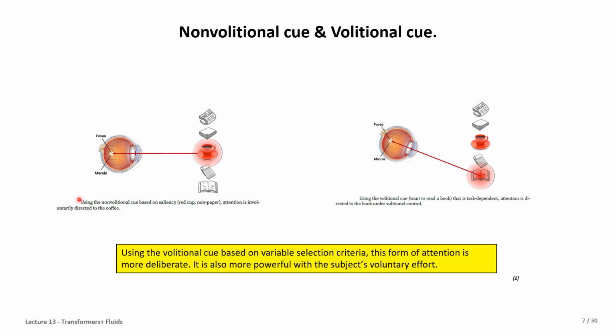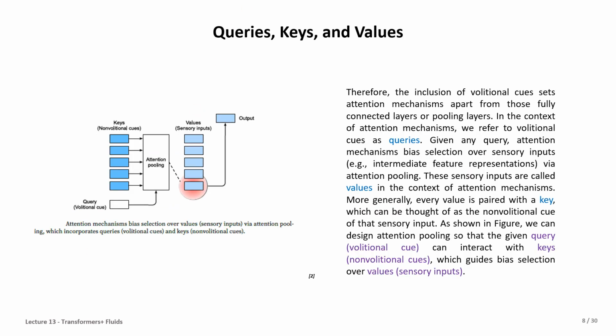With this statement, we can say we are using the volitional cue based on the variable selection criteria. This form of attention is more deliberate. It is also more powerful with the subject's voluntary effort. Now we understand the volitional and non-volitional cue. Let's see how they work in the attention mechanism.